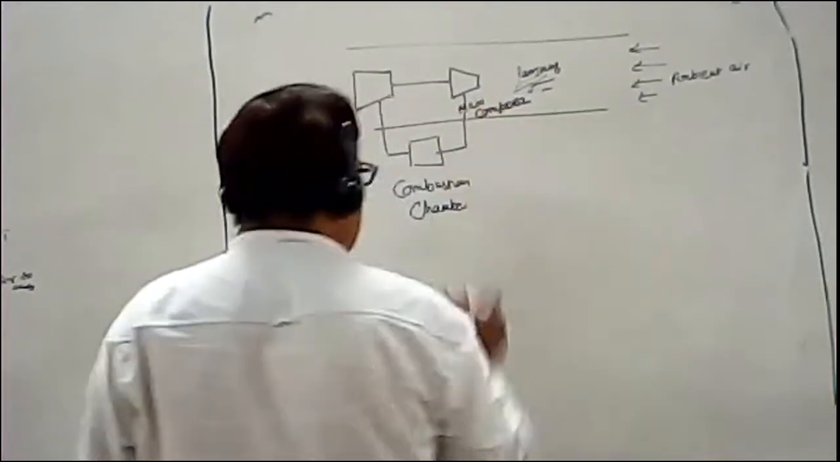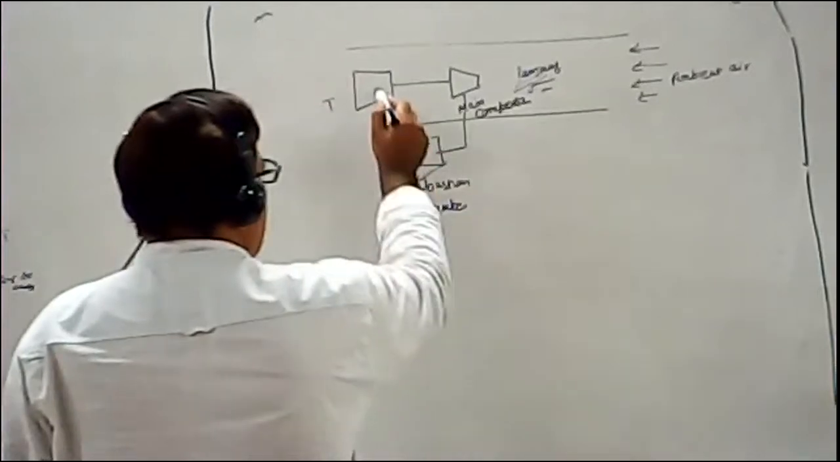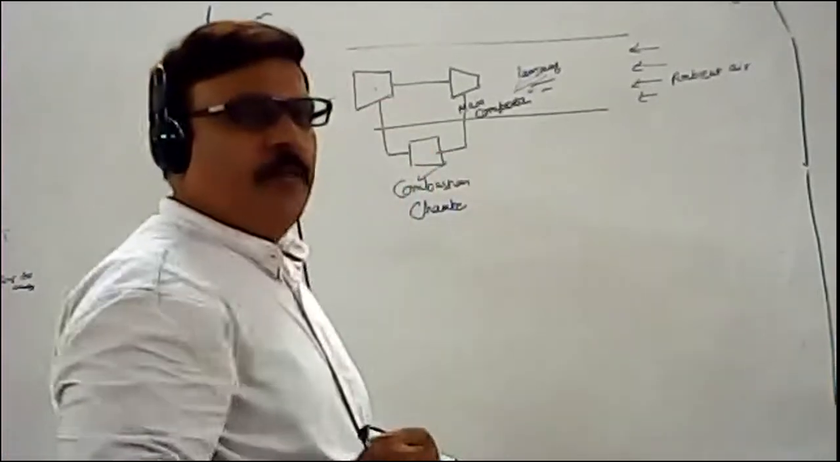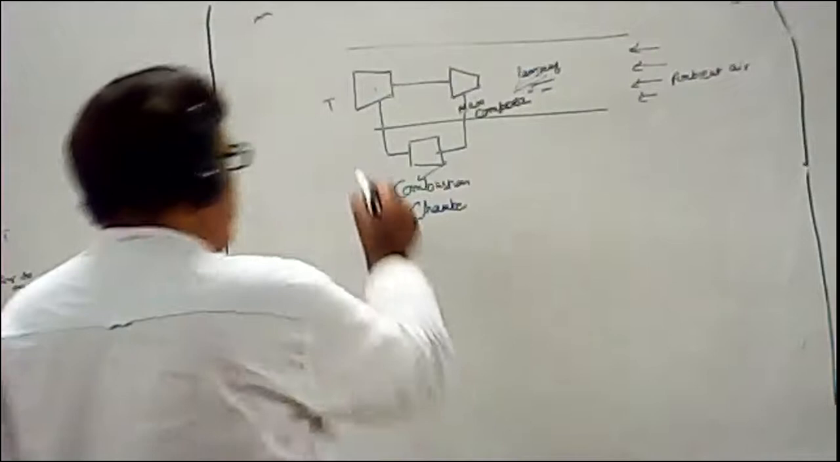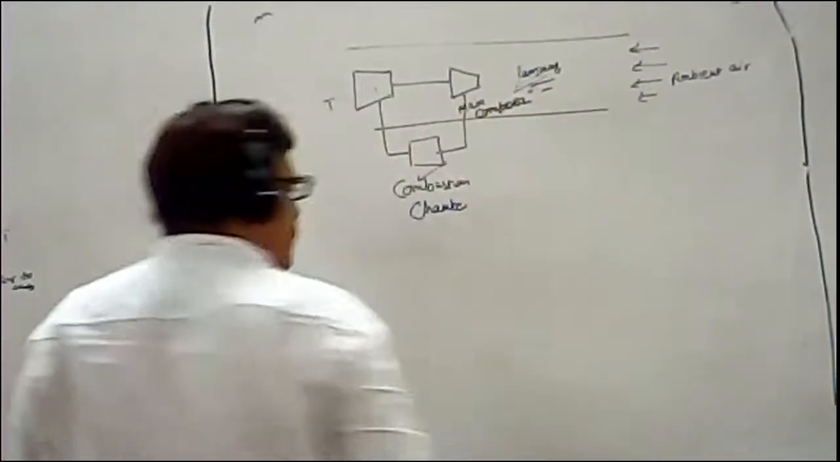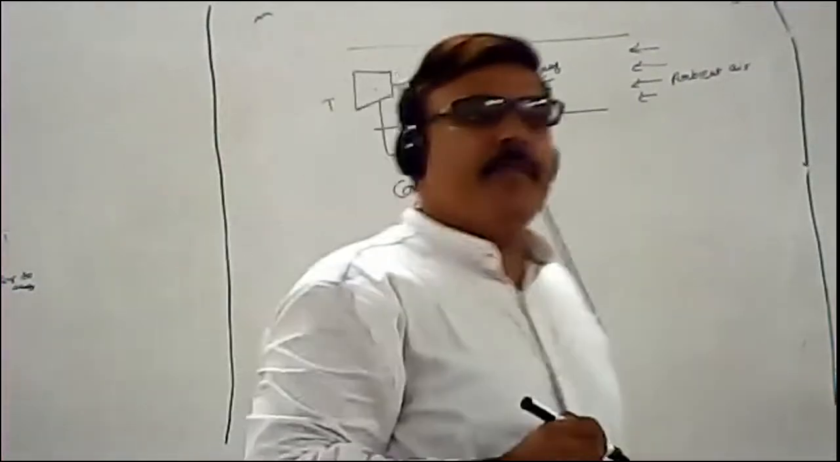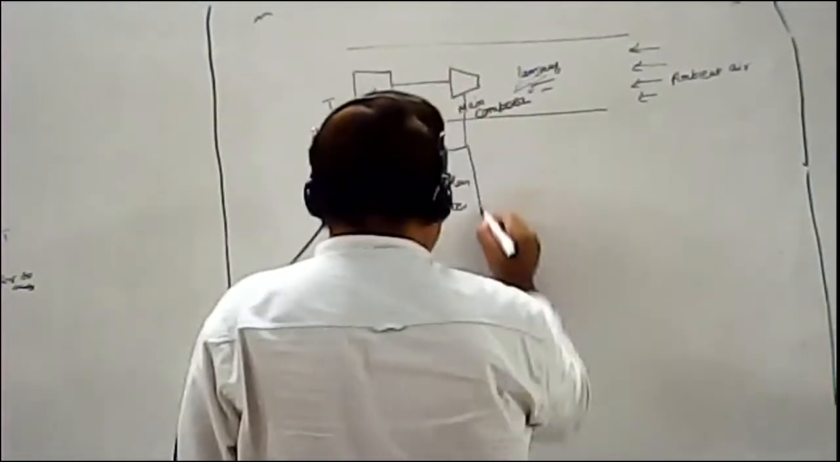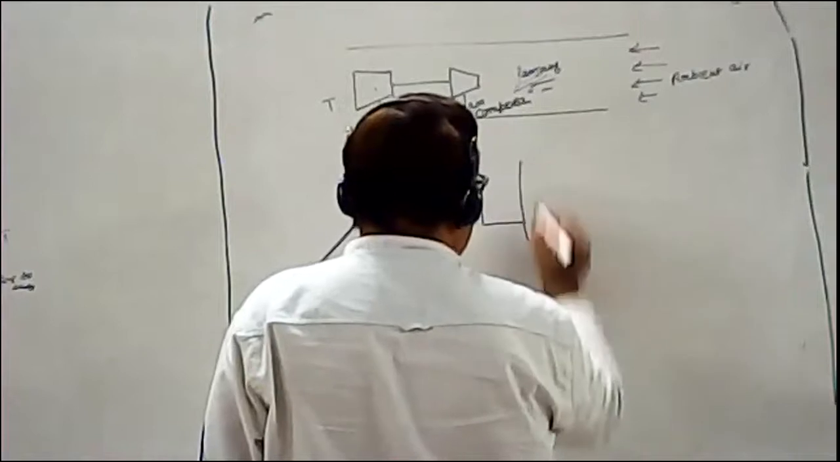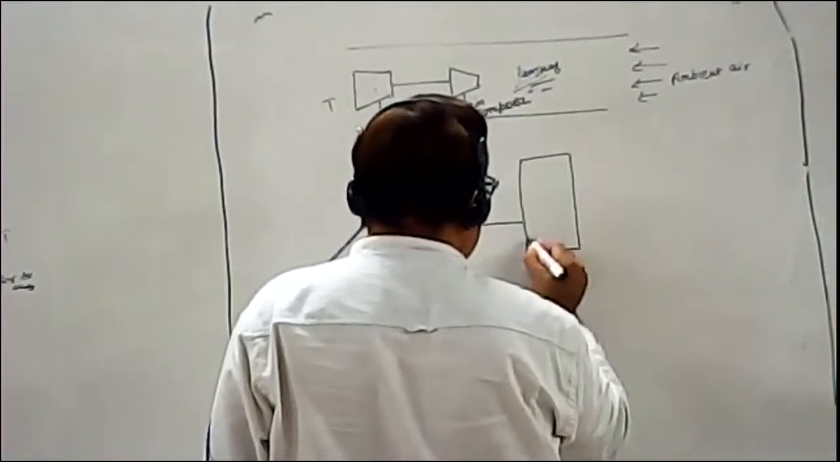Some of the air will pass through this combustion chamber, which helps in running this turbine. Okay, and this turbine is connected with the main compressor. After this, some of the air will pass through the first heat exchanger. So this is your first heat exchanger.